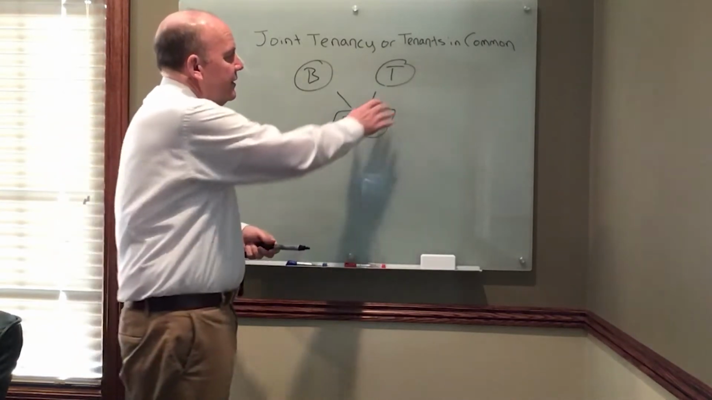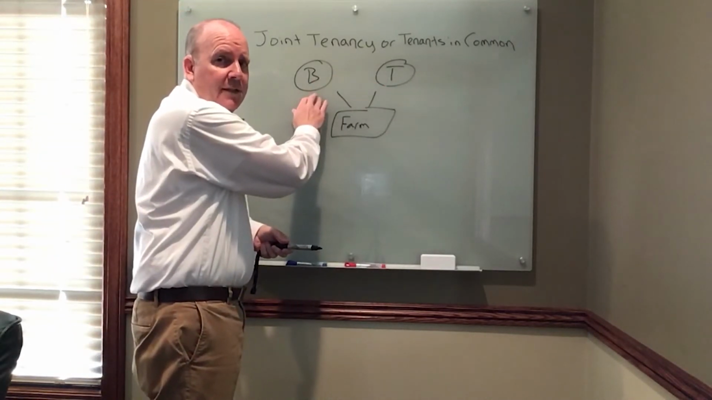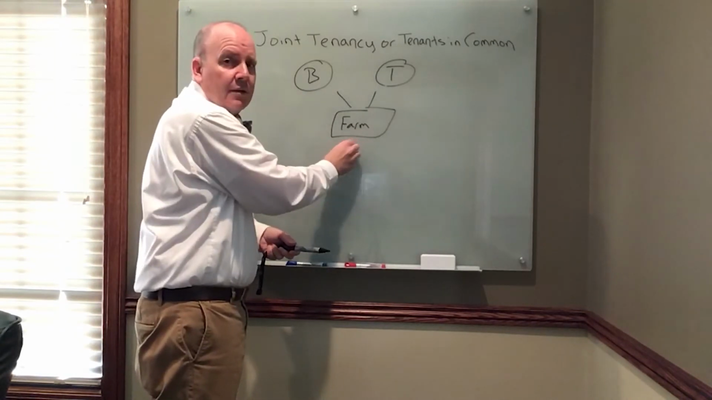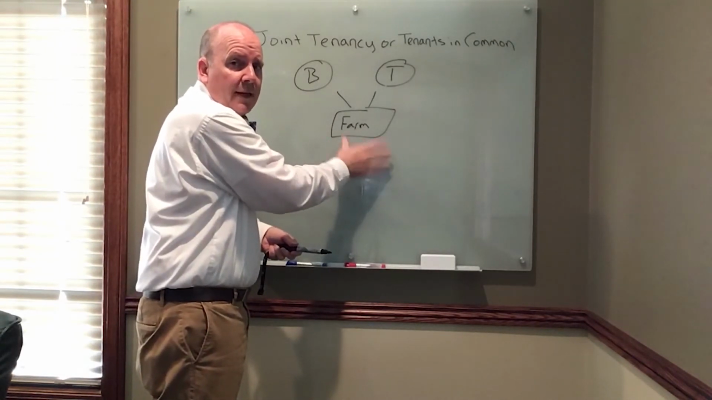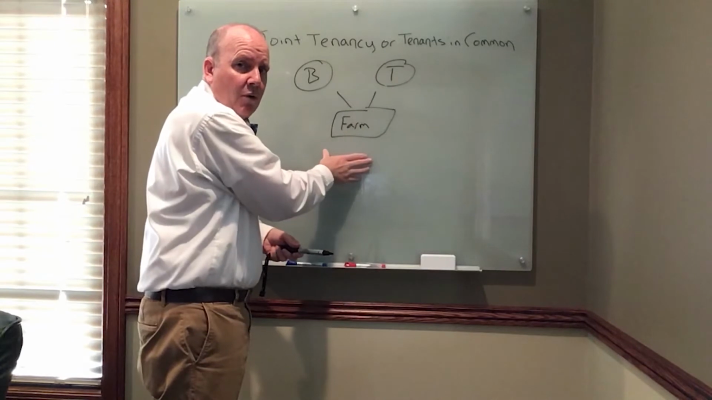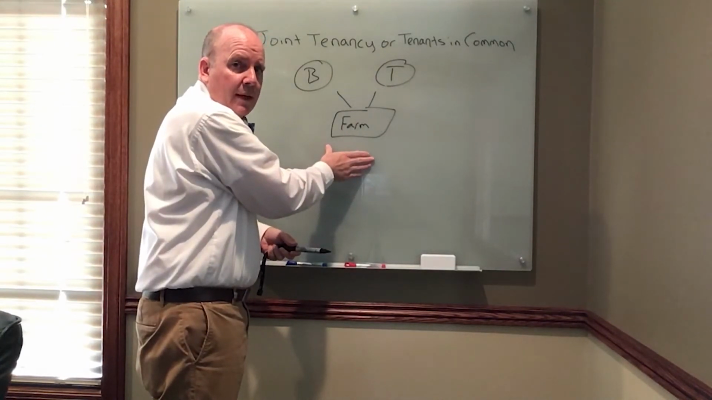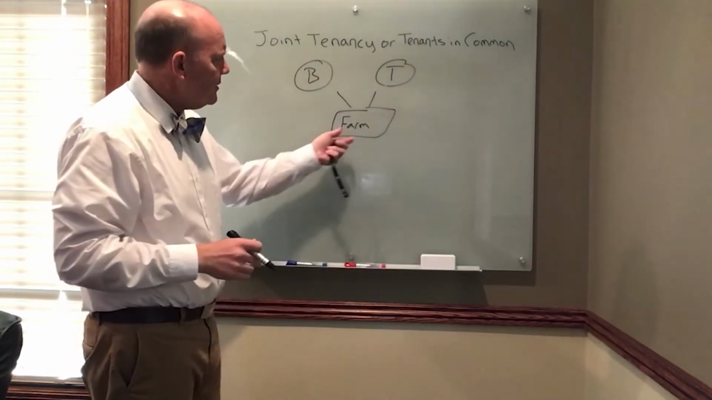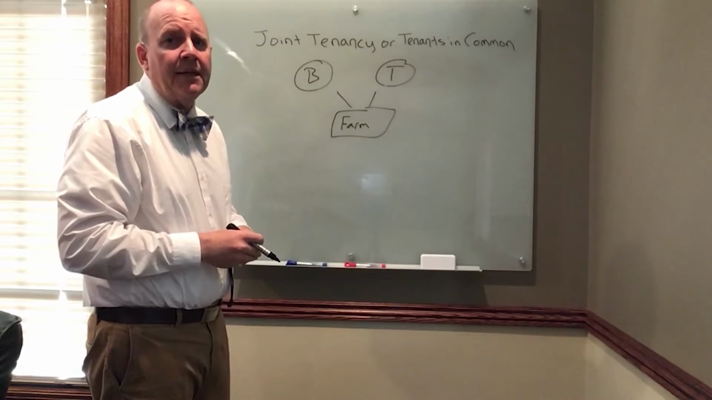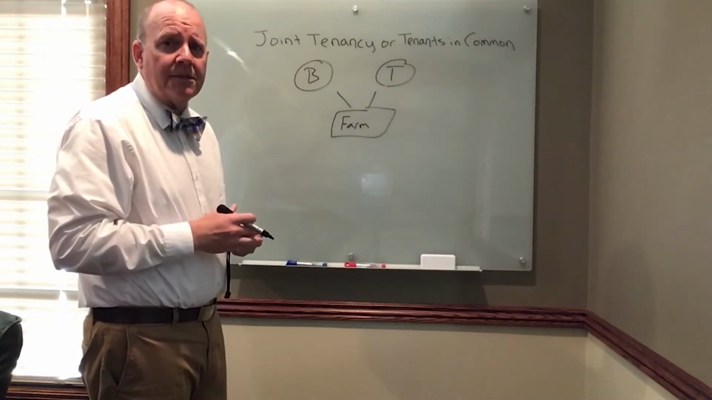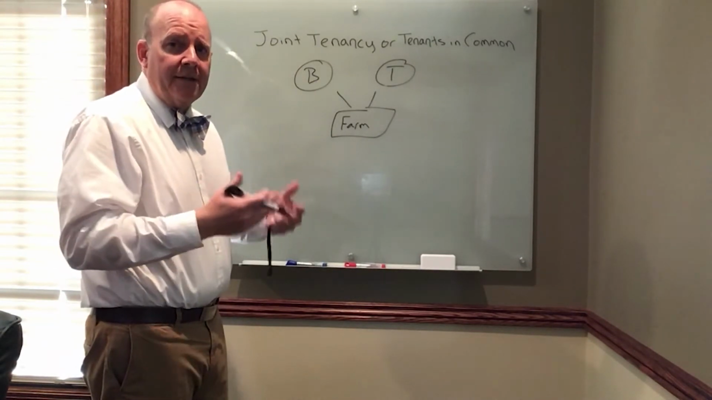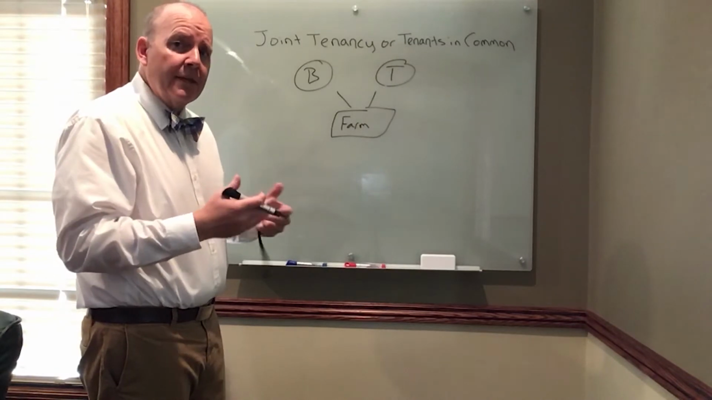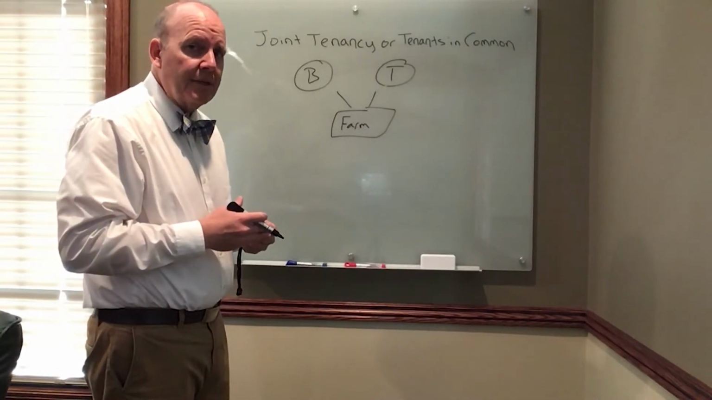Well, one, he could sue Bob for what we call partition, and then the courts will either break up the farm and give each of them a portion, or they will force the sale of the farm and divide up the proceeds. So that's one thing that can happen in a tenants in common situation if there's no agreement to the contrary between the owners.